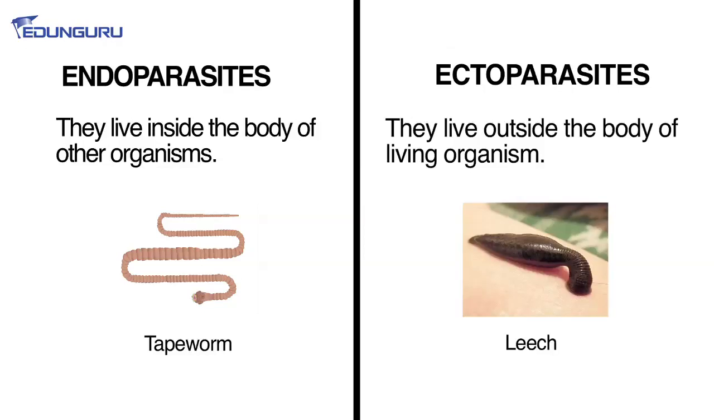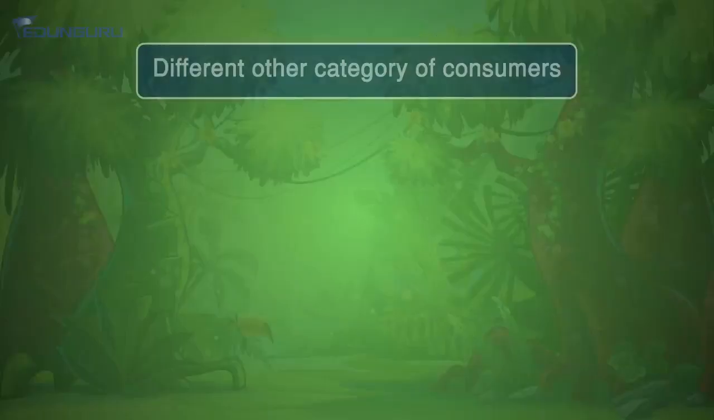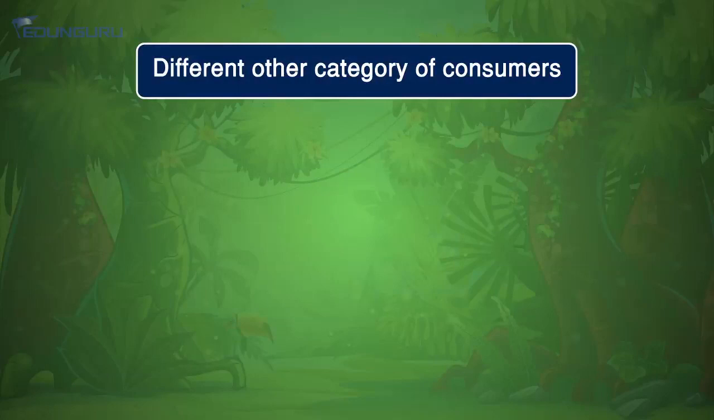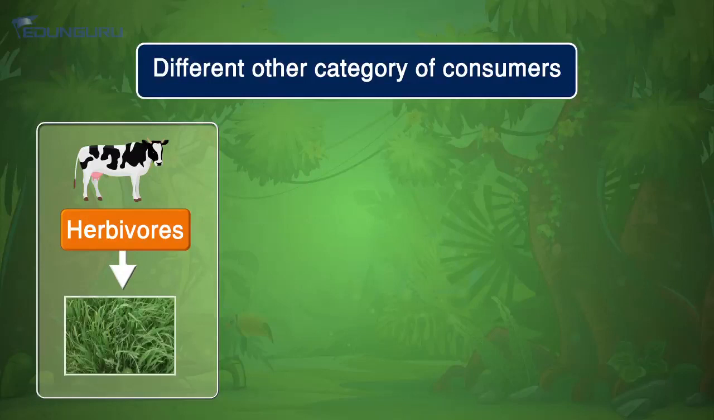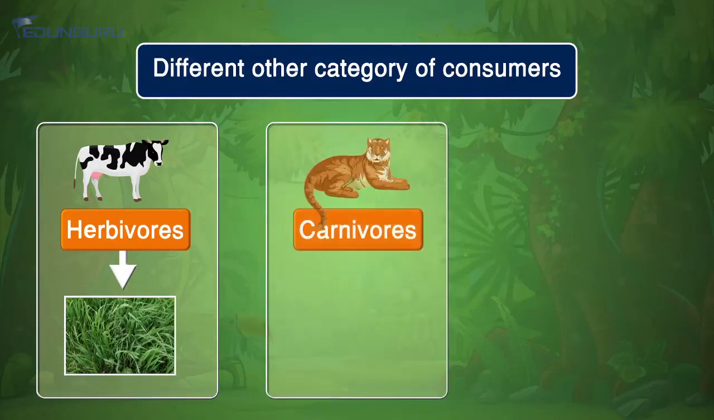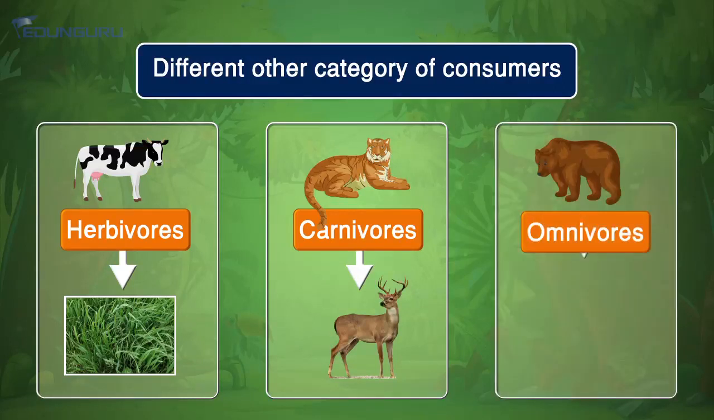For example, the leech. It sucks the blood by attaching to the skin of a living animal and then gets its nutrition. Now, the other categories of consumers are again very simple, that is the herbivores. The herbivores eat the plants. Then we have carnivores. The carnivores eat the herbivores. Then we have omnivores which eat the products of plants as well as animals. So, these are the different categories, and of course, parasites, which we have just now discussed. They are responsible for getting the nutrition from other living organisms.